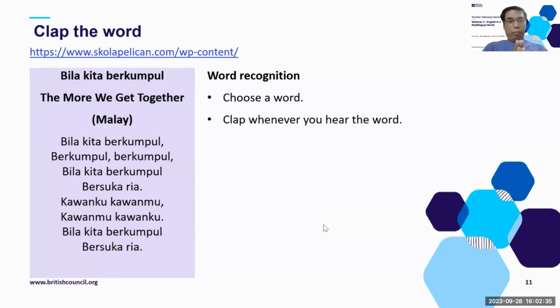Here I go again. Just the word, please remember. Not every word, just the word berkumpul. Whenever the kids hear the word berkumpul, they have to clap.